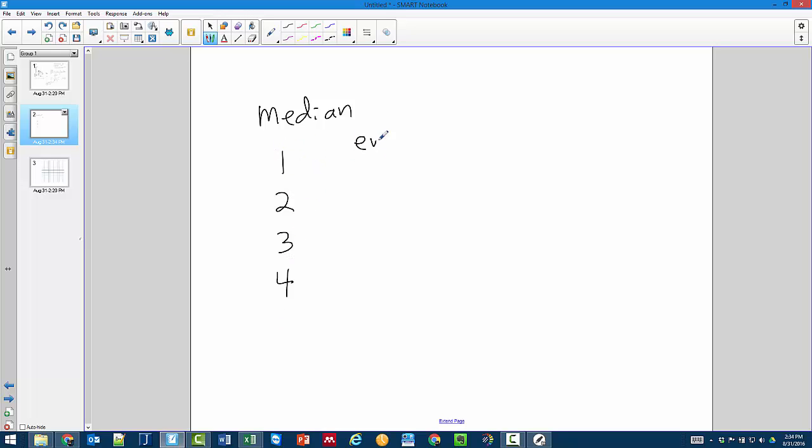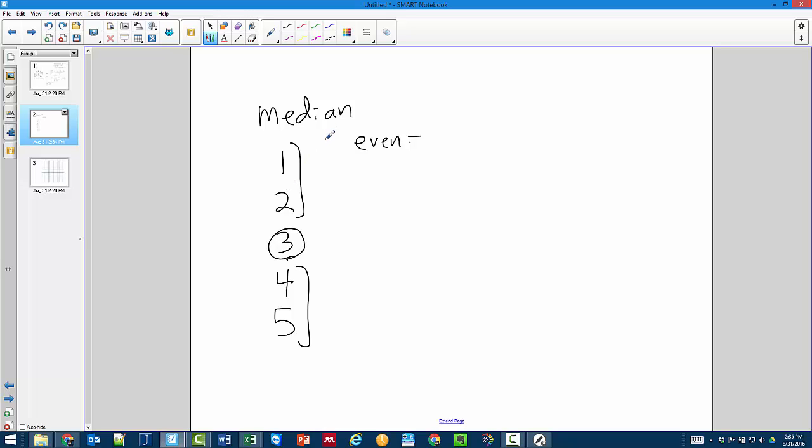Because this is even, I end up running into a problem. If I have 5 numbers, it's no problem, because here is the middle number. Notice 3 is right in the middle. All right, so that's the median.